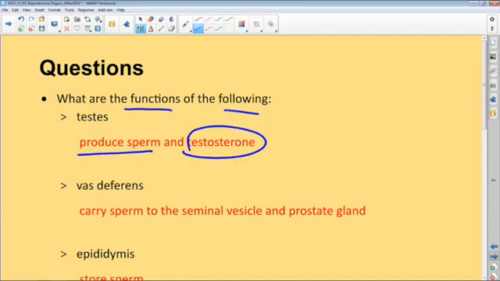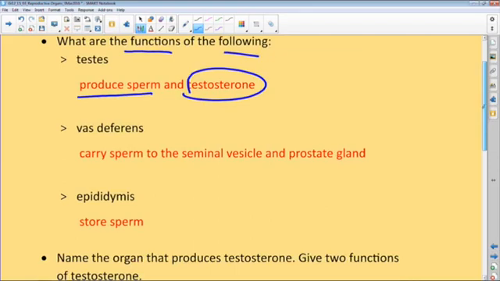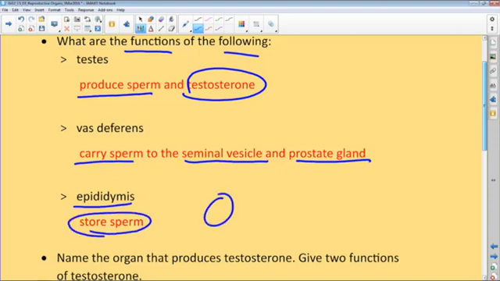Don't forget that one. Next one, the vas deferens carries sperm from the seminiferous vesicle to the prostate gland, right? And remember, all the way down from the epididymis and all of that. Okay, next one, epididymis, it stores sperm. Remember, it's those tubes that went like this, up and down, up and down. Can you remember that? Okay, next one.